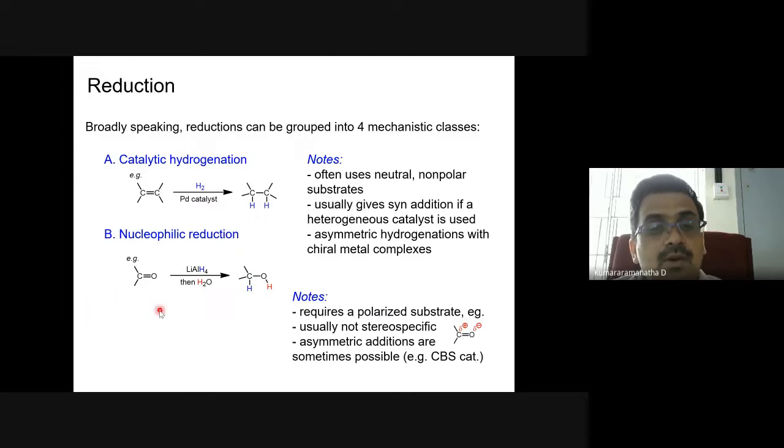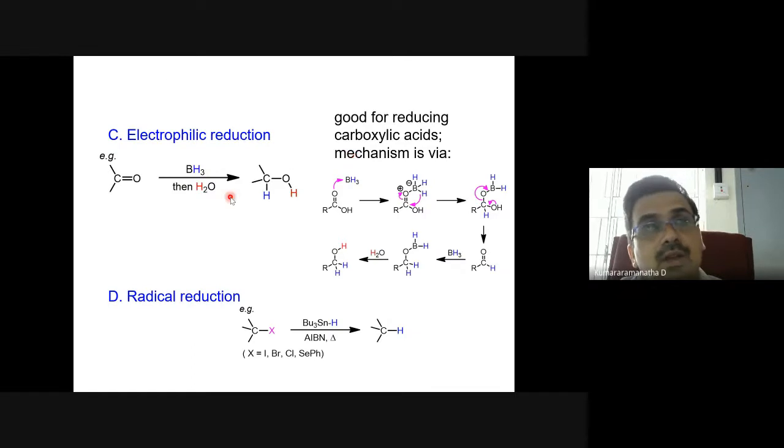At the same time, if you want to look at nucleophilic reduction, you need to have some polarized substrate. And again, let us not worry so much about stereospecificity and how the addition happens. You can also have electrophilic reduction, like using sodium borohydride and so on. We'll not go more into the mechanistic details, but you can have electrophilic reduction or radical based reduction, using butyl tin.